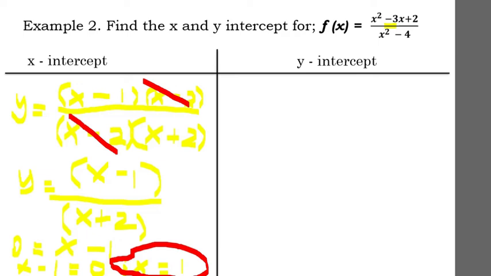The x-intercept now is at (1, 0). Okay, let us solve for the y-intercept. So in finding the y-intercept, we're going to let the value of x equal to 0.